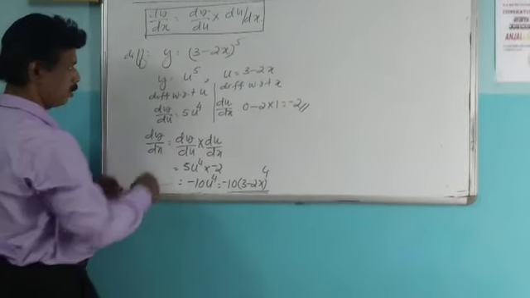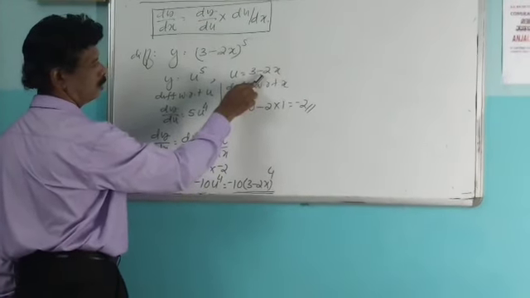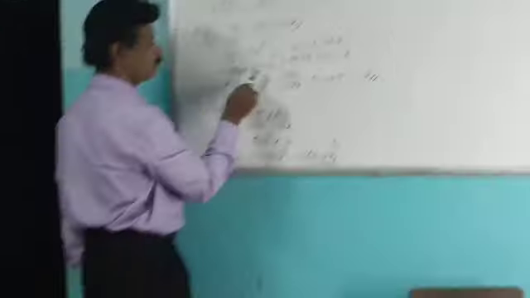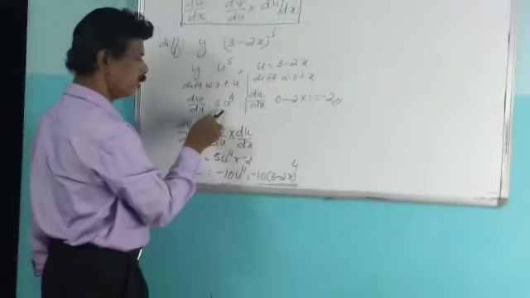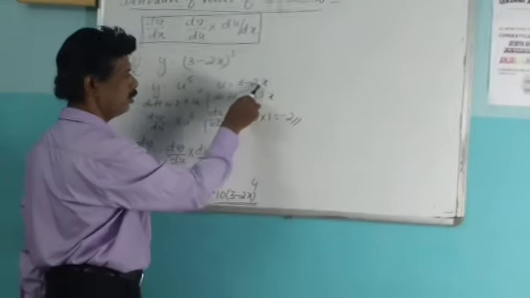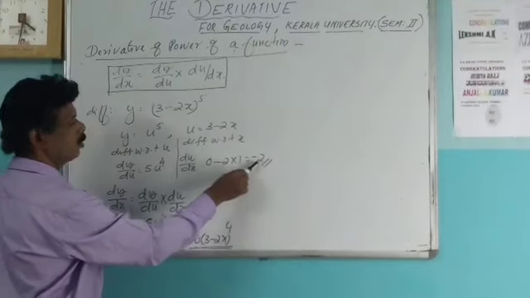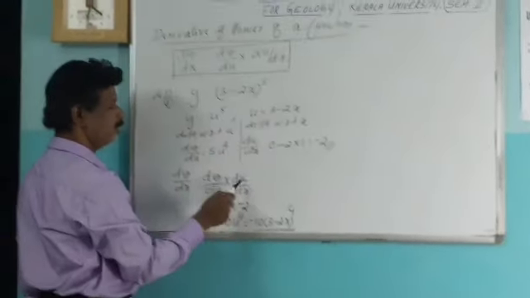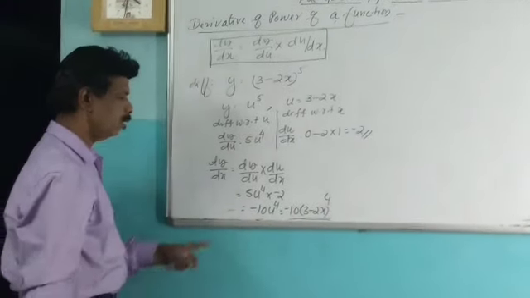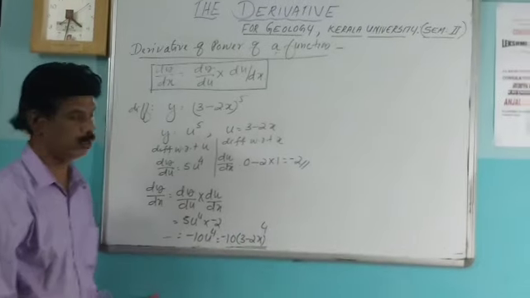So first of all, we consider this term as u. Then u raised to 5, where u equal to 3 minus 2x. Then differentiate this function with respect to u, and you get 5u raised to 4. Here the variable is x, so differentiate with respect to x. Then du by dx equal to minus 2. Then putting these in, dy by du into du by dx equals minus 10 u raised to 4, or minus 10 times (3 minus 2x) raised to 4.